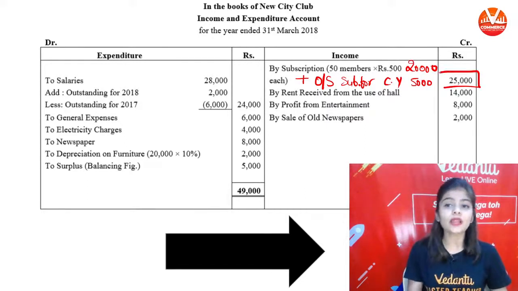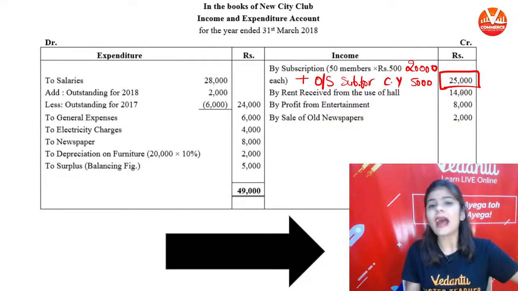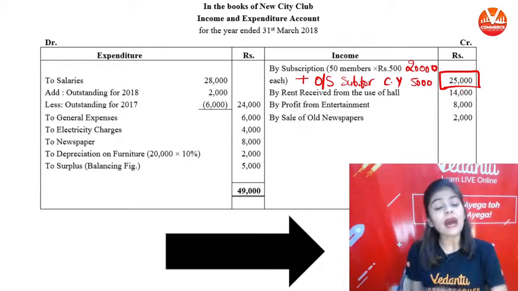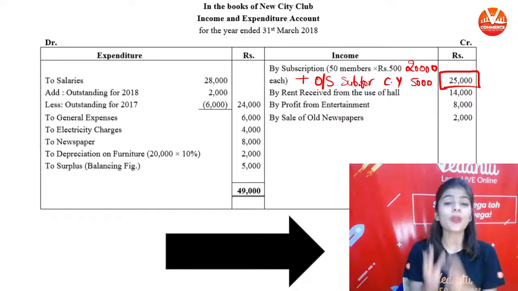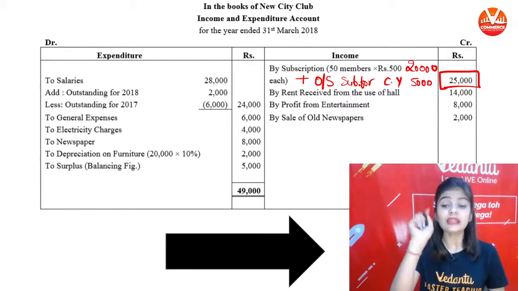Now the total will be 25,000. How much had we received? 20,000. So to that we add the outstanding, that is 5,000. Now the total subscription is 25,000. So this was the first point.